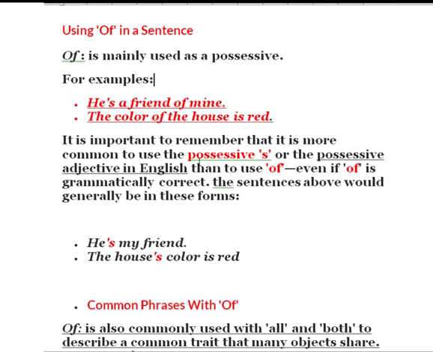It's important to remember that it's more common to use the possessive or the possessive adjective in English than to use of. Even if of is grammatically correct, the sentences above would generally be in this formula. We have two examples. He's my friend is possessive. The house's color is red as possessive.